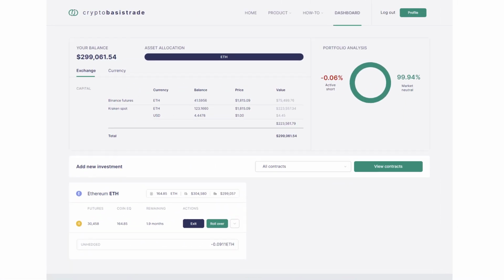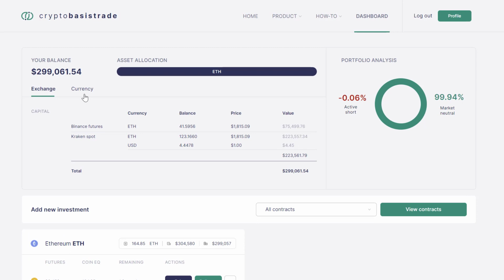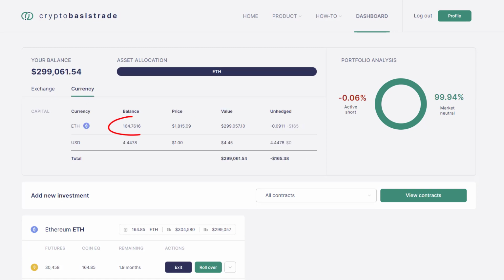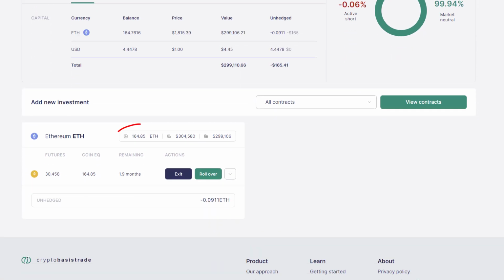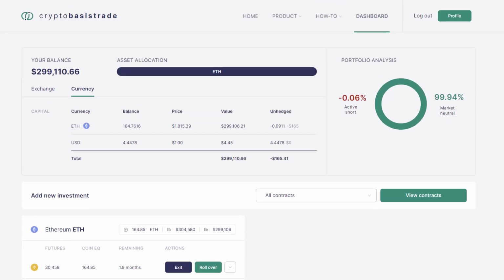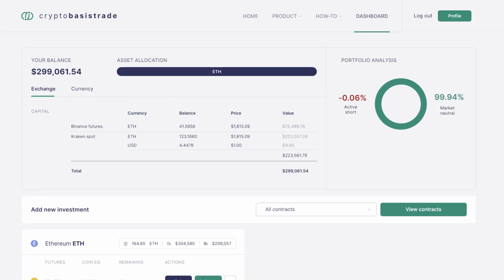We have now finished building up our arbitrage position. We have purchased almost 165 Ether and sold an equivalent number of futures contracts. Note that we have also approximately 123 Ether in our Kraken account. Obviously, we don't have to keep it on the exchange and can move it to our personal wallet. The total value of our portfolio is around $299,000, which is less than the initial $300,000 due to trading and withdrawal fees charged by the exchanges.